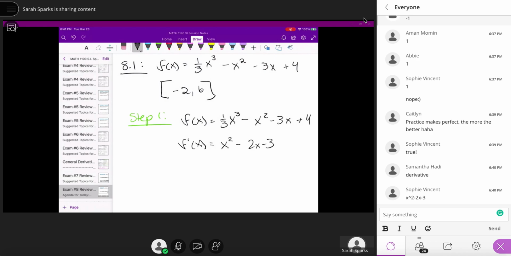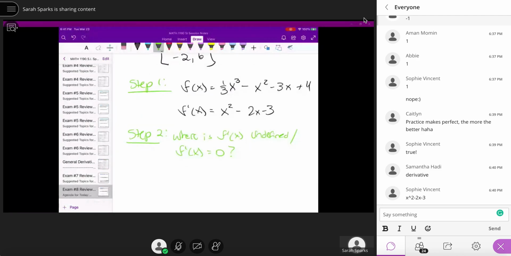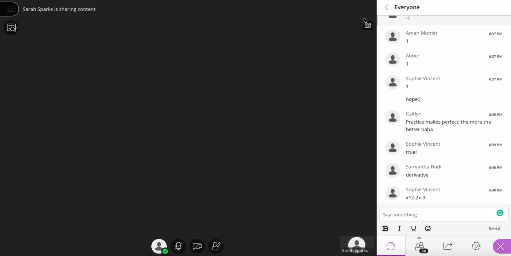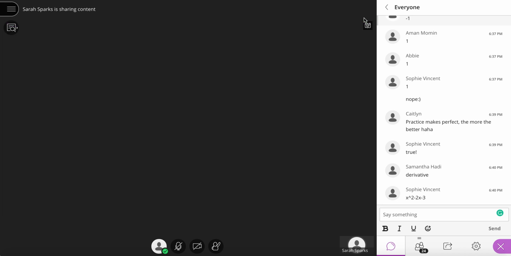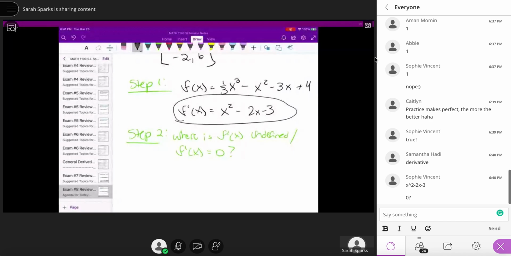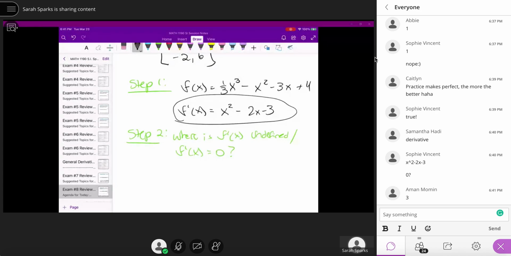Good job. And then from there, we have to evaluate where f prime of x is undefined or f prime of x equal to 0. Alright, so if we're looking at this function, and it's not a trick question, I promise you, where would it be undefined, if anywhere? Zero? So it's defined everywhere.